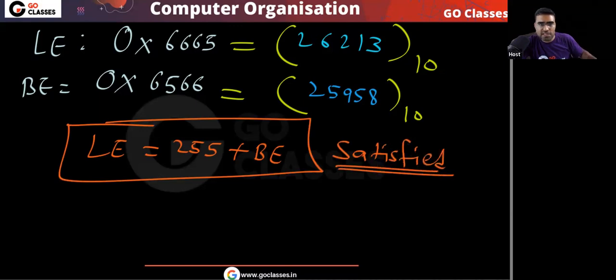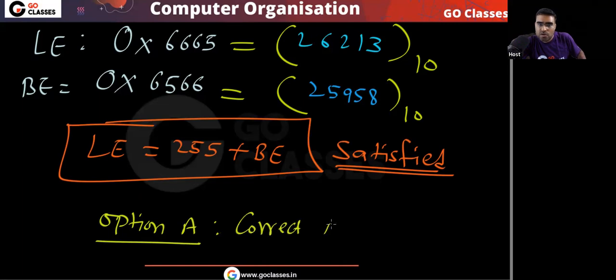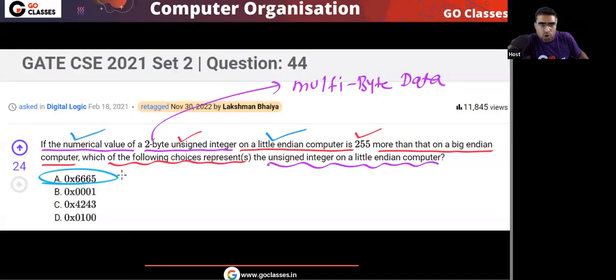Because the equation is satisfied, option A is the correct answer. But this is an MSQ question, not an MCQ. Option A is correct, but did you understand the question? Now you can check the remaining options.